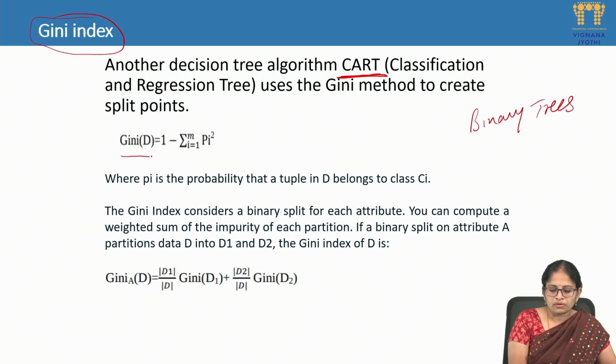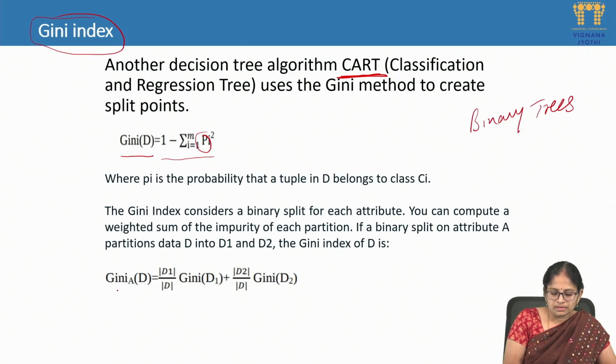So the Gini of D formula is 1 minus sigma i equals 1 to m of pi squared, where again pi is the probability that a particular tuple belongs to class Ci. This equation explains how much impurity there is in the dataset D. Later, we divide the dataset D by using one of the best attributes given in the dataset so that we get the impurity at each branch of the tree.